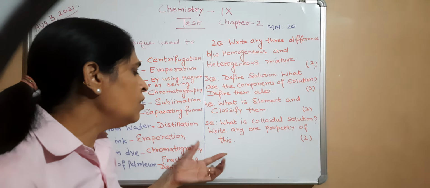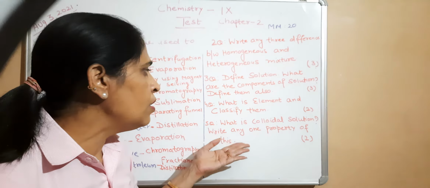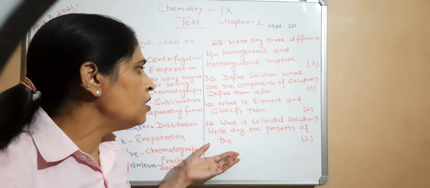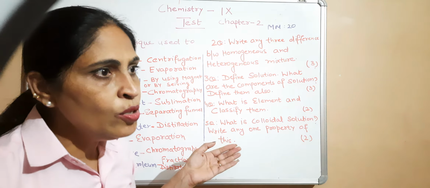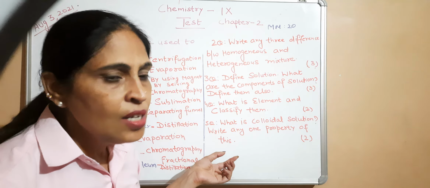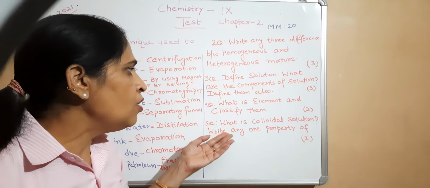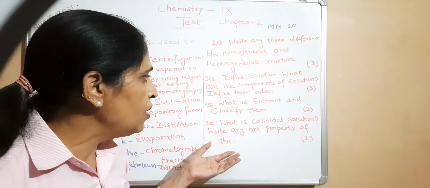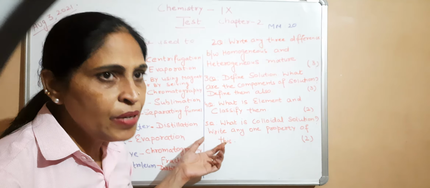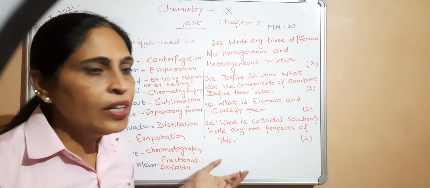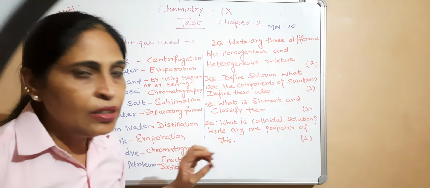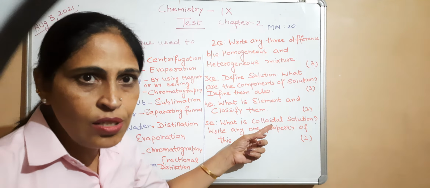And you can also write any one property. You have learned so many properties: that it is a heterogeneous mixture, the size of the particles is in between. It is not so small like the particles of the true solution, and it is not as big as the suspension particles. And the components cannot be separated by simple physical methods. For that we have to use special methods, just like for separating cream from milk, we use the centrifugation method, because milk is a colloidal solution.